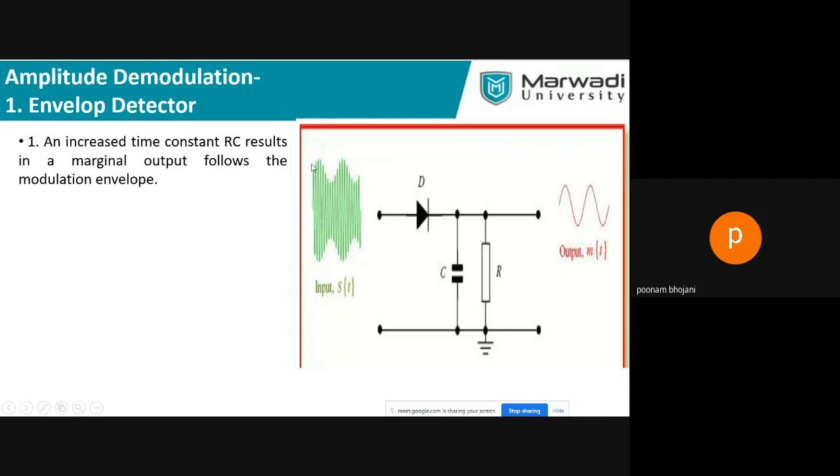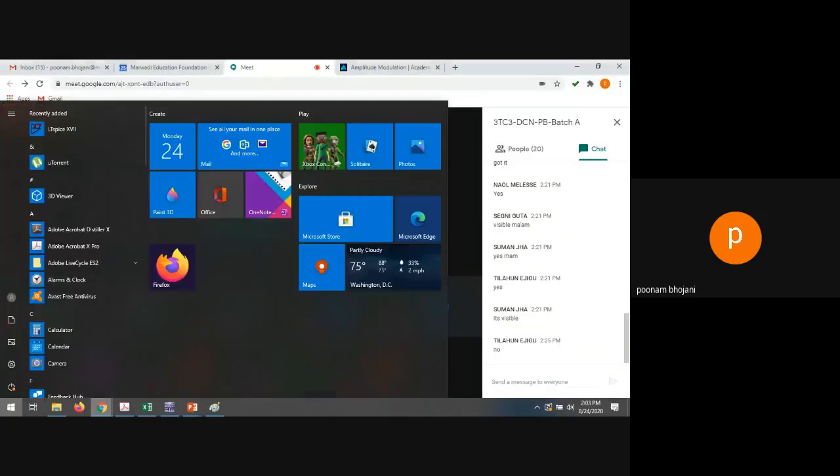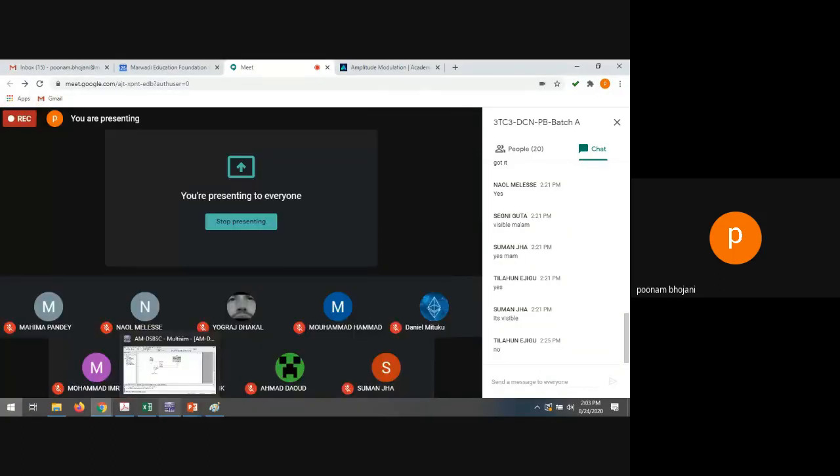So, see, I have two envelopes. One is the positive envelope, one is the negative envelope. Either I can take any of these, positive or negative, and it will give me the message signal. No problem. But to do that, I will require a negative clipper or positive clipper. Have you heard these words, negative clipper and positive clipper? A diode can clip either the positive or the negative cycle. Everyone has done this in the BEE subject, right?